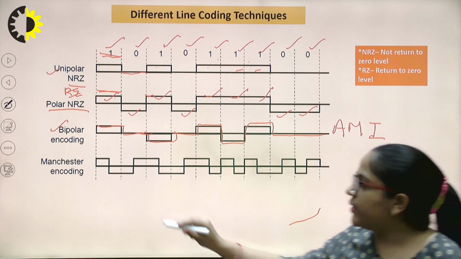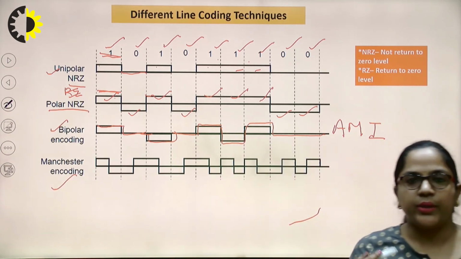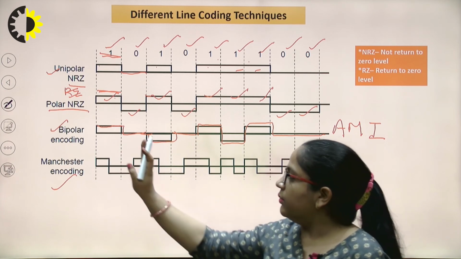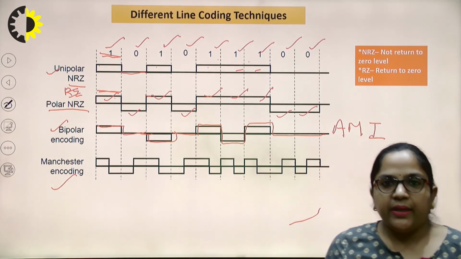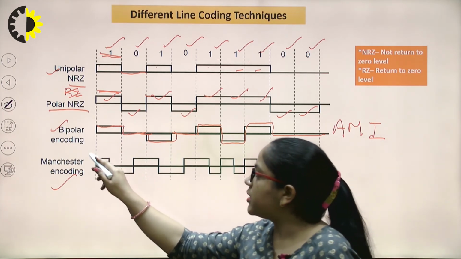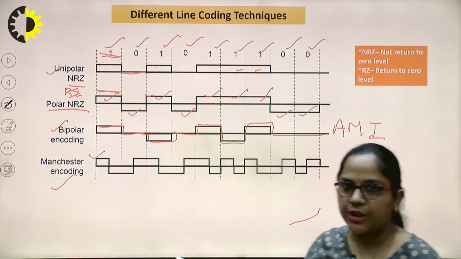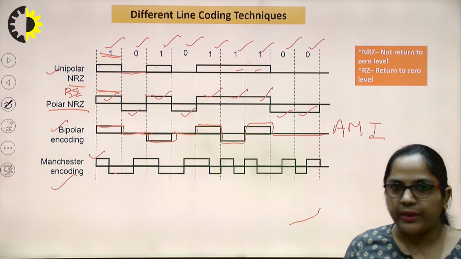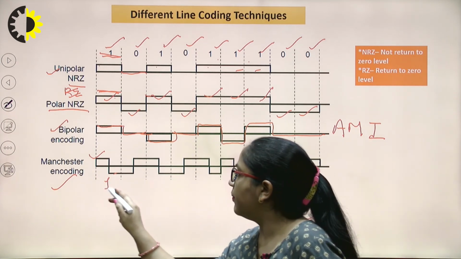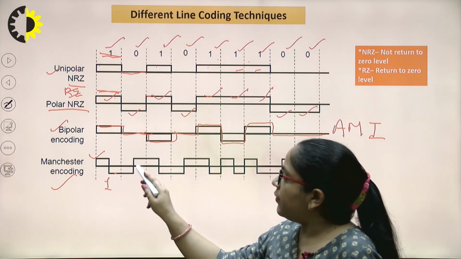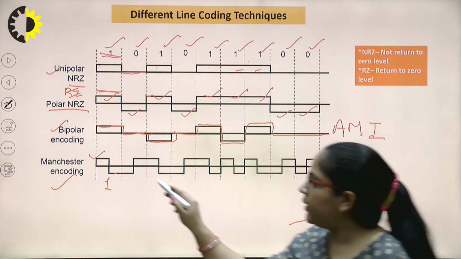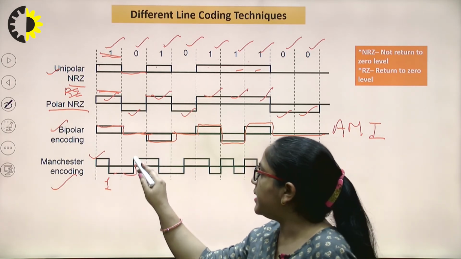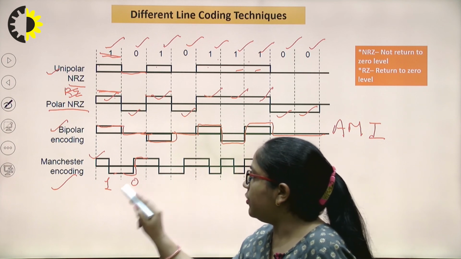Okay, the last one is Manchester encoding. What do we do in case of Manchester encoding? In case of Manchester encoding, the 1 will be represented by a positive polarity for half of the duration, and then with negative polarity for the other half of the duration. This is for 1. 0 is represented with negative polarity in the first half of the bit, and positive polarity in the second half of the bit. This is 0.